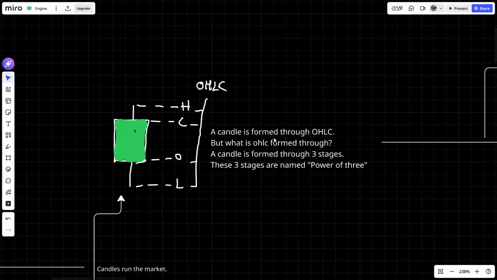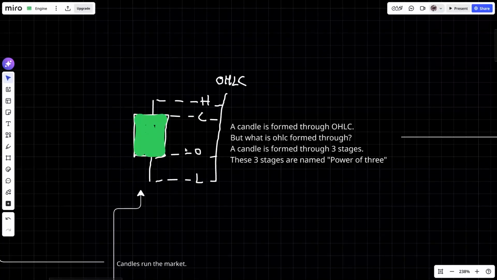OHLC. A candle is formed through OHLC. So in this instance, you have a green candle. This right here is the open. At the bottom, we have the low. At the top, you have the high, and then the close. But what is OHLC formed through?